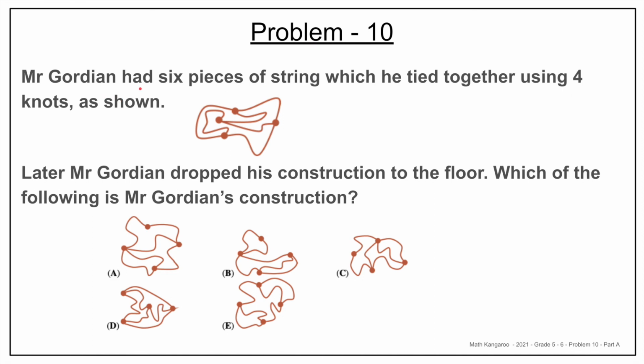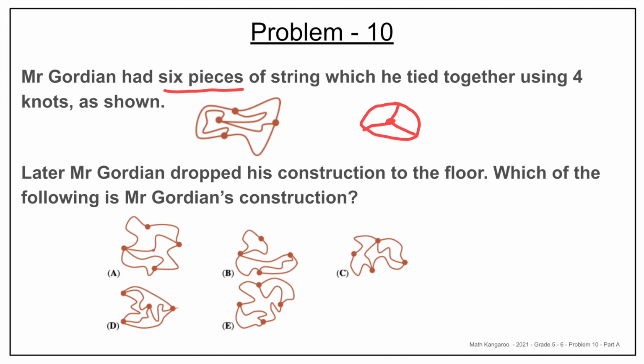Problem 10. Mr. Gordian had 6 pieces of string which he tied together using 4 knots as shown. Later, Mr. Gordian dropped his construction to the floor. Which of the following is Mr. Gordian's construction? Let's walk through each option and find it out. So if we look into these knots, we see there is a center knot, and from the center we have 3 strings going out which connect onto the outer circle. So anything which resembles this would be our answer.